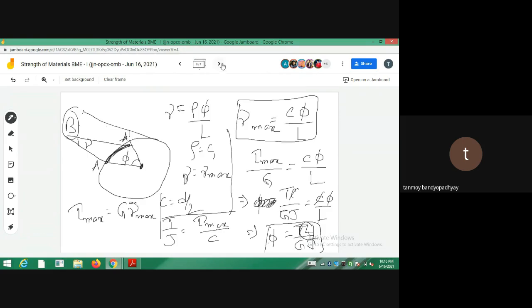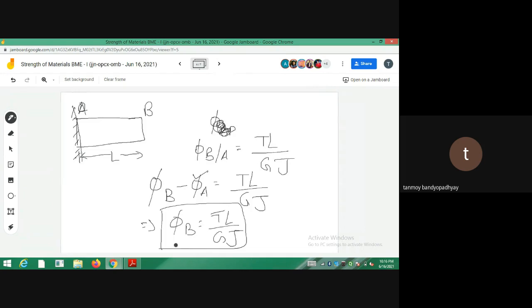If you are given phi A, so if phi A has not been 0, in that case this should be this plus phi A. Okay? In our case this phi A is 0 since the other end of the shaft has been kept fixed. So this is the theory, sir, totally.